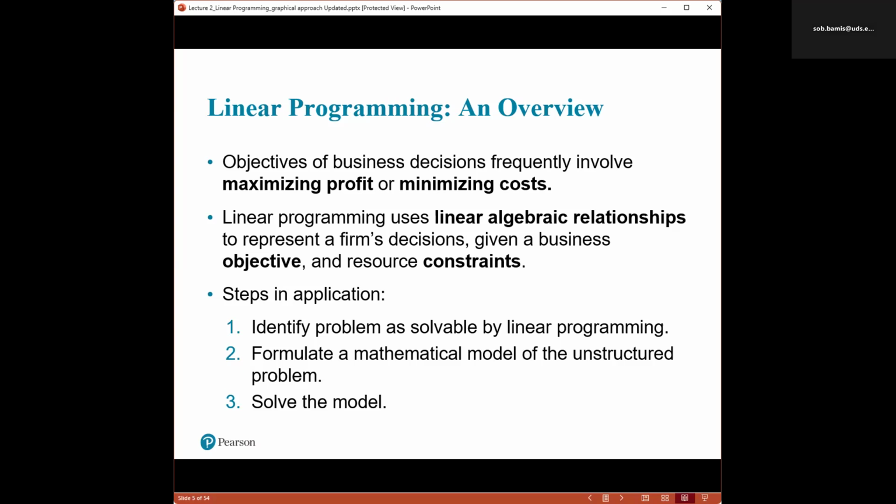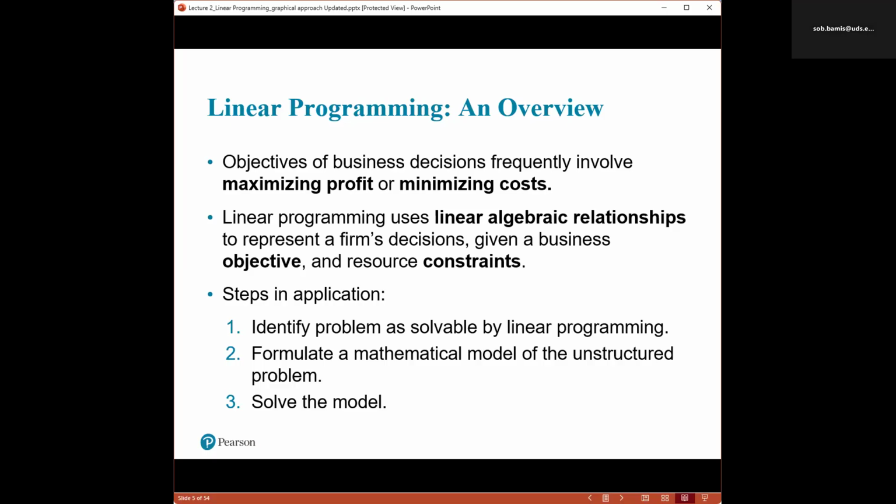So, a linear programming problem must have decision variables, objective function, constraints, and what? Parameters. Let's look at an example.